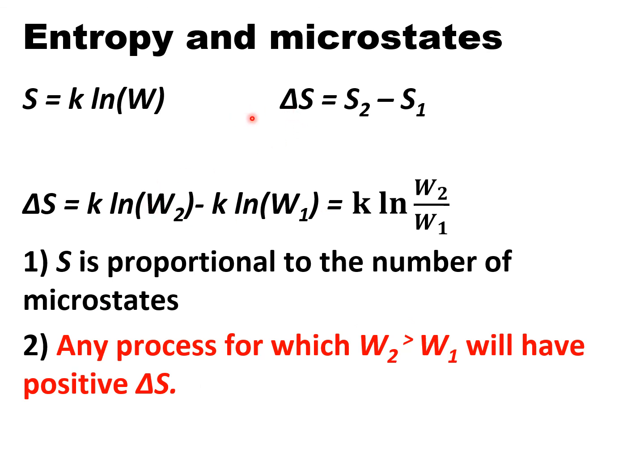So let's say we are interested in determining the change in entropy during a chemical transformation. As usual, the change in entropy is going to be final minus initial. So if the number of microstates after the chemical reaction is going to be higher than the number of microstates before, so W2 is going to be larger than W1, then when you calculate delta S, you're going to end up with this formula. So if W2 is a larger number than W1, the ratio is going to be larger than 1, the logarithm is going to be positive, so the delta S is going to be positive.